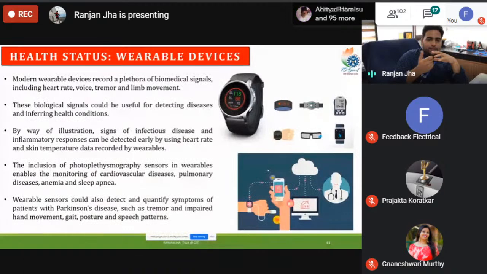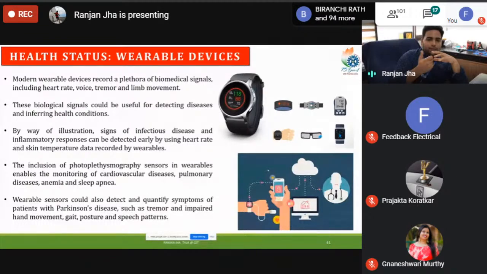So now many people are talking about wearable devices, and I guess you have heard the news of Apple. They have now launched a watch with SpO2 measurement. Right, during this COVID, the pulse oximeter is a crucial medical device which everyone wants to have, to know the SpO2, because doctors also see this as one of the indicators to detect if there is COVID or not. So modern wearable devices record a plethora of biomedical signals, including heart rate, voice, tremor, and limb movement. So these data can be used for diagnosing different diseases.